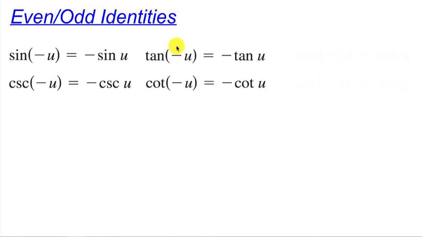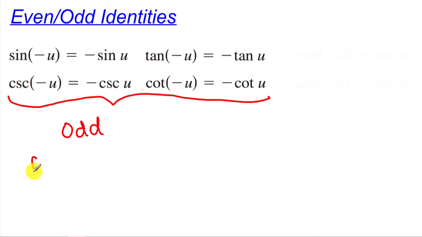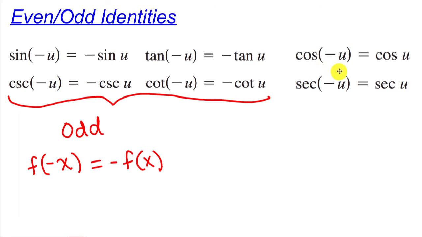Similarly, tangent is an odd function, which means tangent of negative u equals negative tangent u, and the same thing goes for its reciprocal. These are odd functions because if you remember from last semester, what defines an odd function? Well, that's simply if we have a negative input, f of negative x, the output will equal negative f of x.